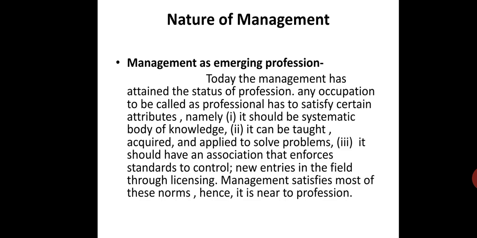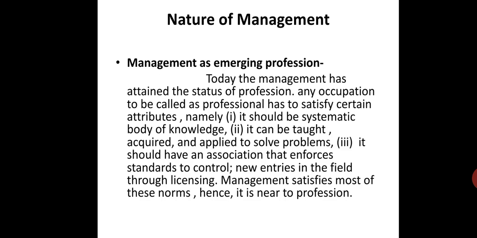What does profession mean? It has a particular set of knowledge, a systematic body of knowledge. Next, it can be taught to someone. Let's say the profession of doctor. Doctors have particular skill sets and a particular system of knowledge that they acquire. Number two, it can be taught. A person can learn to become a doctor. The knowledge can be transferred from person to person so that they can solve problems, so he or she can treat patients. Next, it should have an association that enforces standards to control new entries in the field through licensing. After a doctor completes his graduation, only then does the person get the license to work as a doctor, to give medicines to a person who is sick.